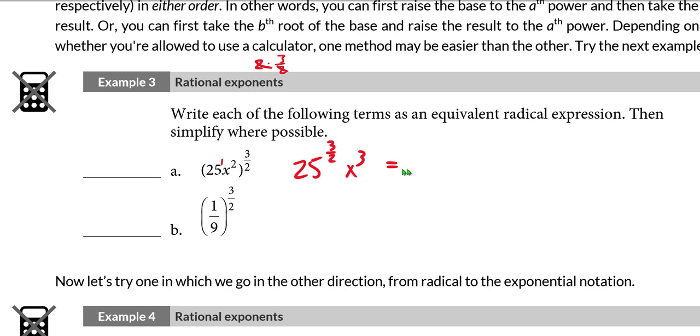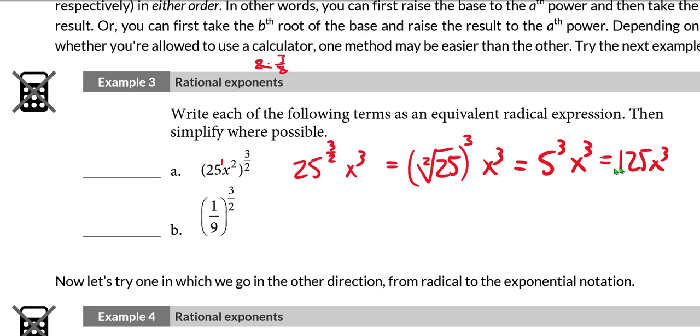So again, what that means is I'm going to take the square root. I don't need to write the index 2 there, but I'm going to anyway. And then I'm going to cube that result, x cubed. The square root of 25, of course, is 5. 5 cubed times x cubed. We could write this as 5x cubed, but we are going to write this as 125x cubed.